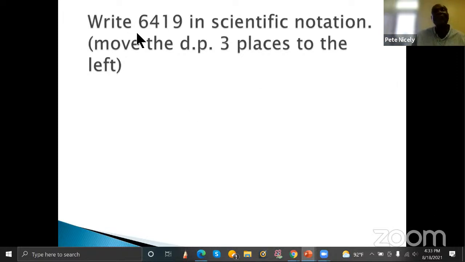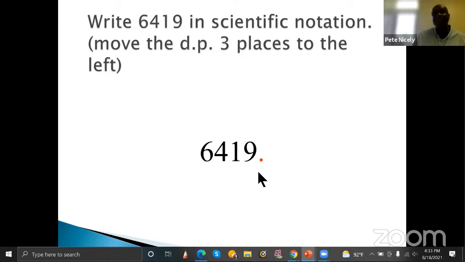Okay, so here we have a number, 6,490. And the question is, write this number in scientific notation. Now, it is understood, even though it's not shown, that the decimal point is right here. So you can put a decimal point here and it doesn't change anything. Remember we said we need to move the decimal point so that it is to the right of the first non-zero digit. The first non-zero digit is 6. So we need to get this decimal point right here.